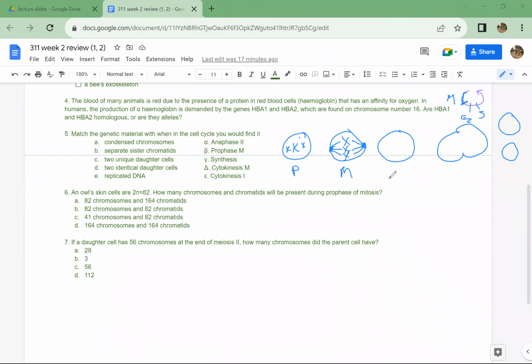Then we have anaphase. Anaphase is where these chromosomes, which are made up of two sister chromatids, are split apart into their individual chromatids. So imagine like whoosh, they're being pulled toward the pole of the cell by these spindle fibers. This is anaphase. And then in telophase, we have our chromosomes.